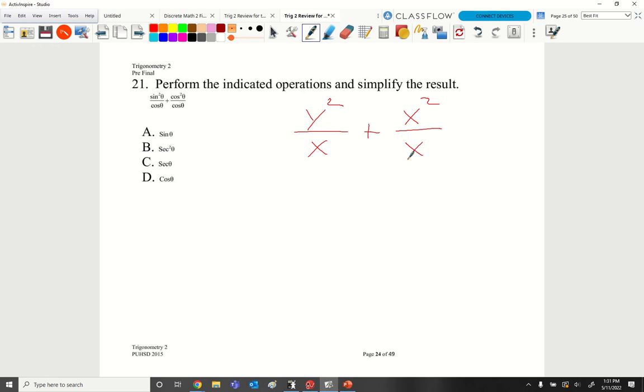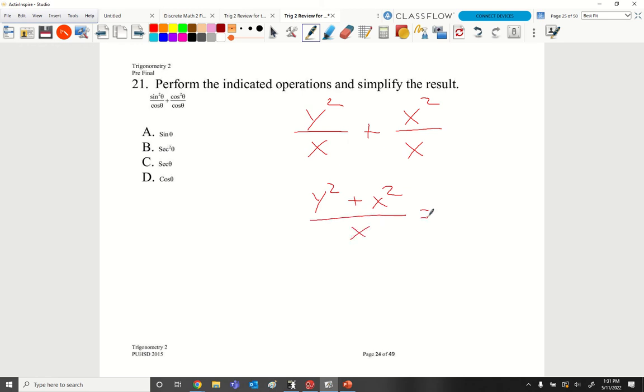Equals 1. Sorry, yes, I'm going to get to that. But before I do that, do they have a common denominator? Yes. So let's combine it, common denominator first. So it's y squared plus x squared over x.